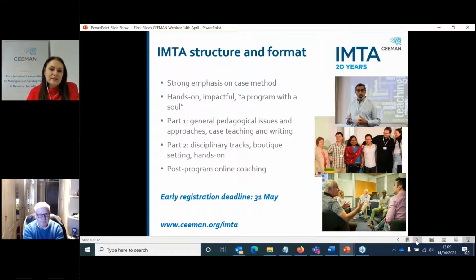One of the things that we do at IMTA, we put a strong emphasis on case method. It's a very practical program, very hands-on, so everyone gets a chance to teach a case and to discuss different issues and questions related to teaching with cases or writing cases, both with faculty and peers. And a very characteristic part of the program is personal connections and long-term partnerships that stem from it. So it combines two parts, both general pedagogical issues as well as disciplinary tracks. And this year we are offering also individual online coaching after the program.